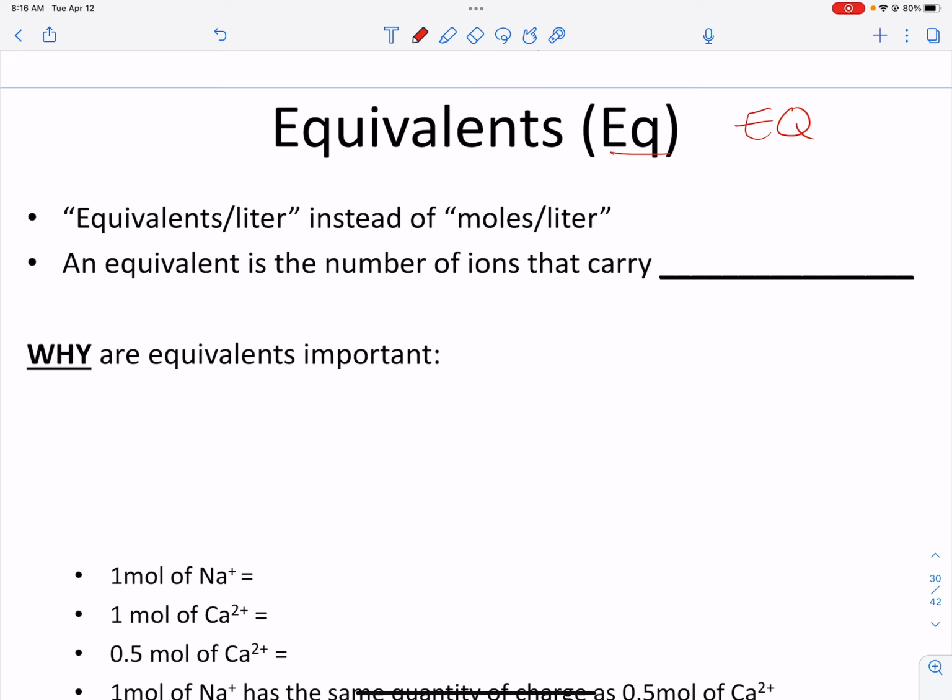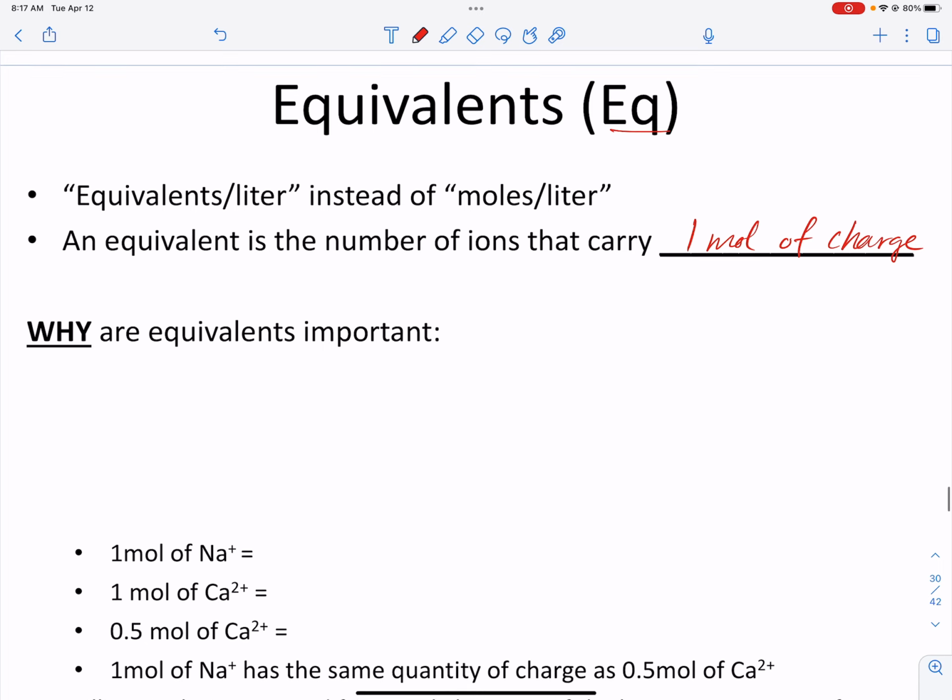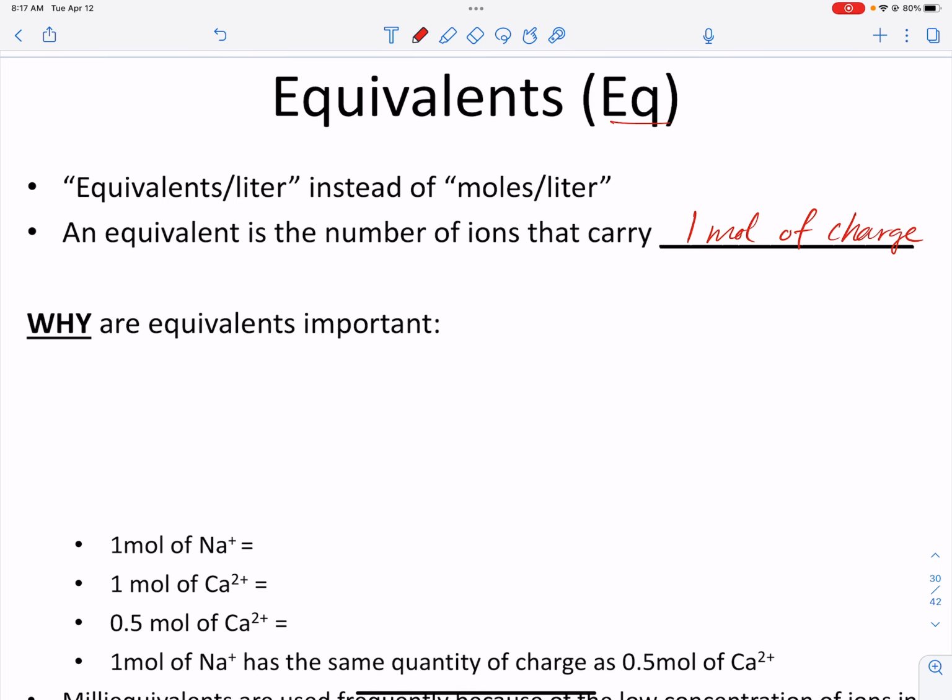So what is an equivalence? When we have a solution, sometimes we can talk about it in terms of equivalence instead of terms of like molarity or percent. So an equivalent is the number of ions that carry 1 mole of charge. 1 mole of charge. And I'm going to unpack that in just a minute. So just hang with me, even if you're like, I don't know what a mole of charge is. So why are equivalents important? And then I'm going to unpack what a mole of charge is.